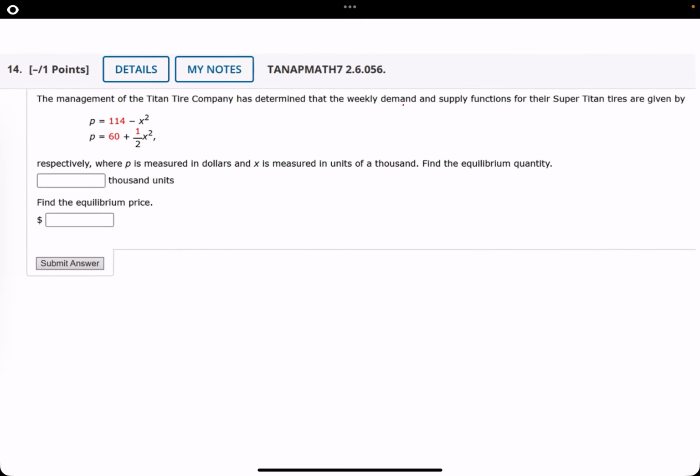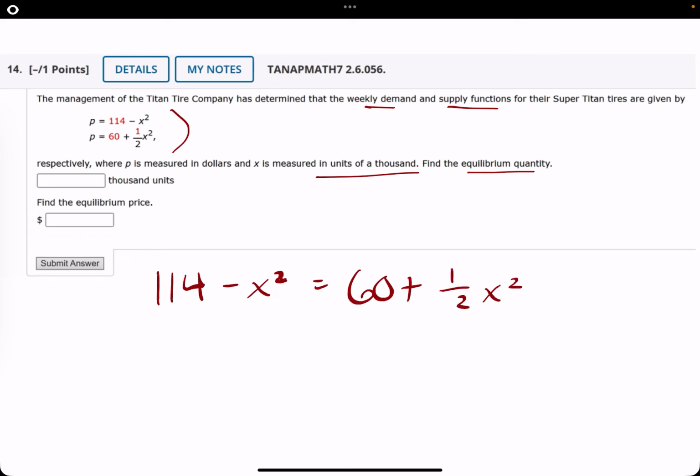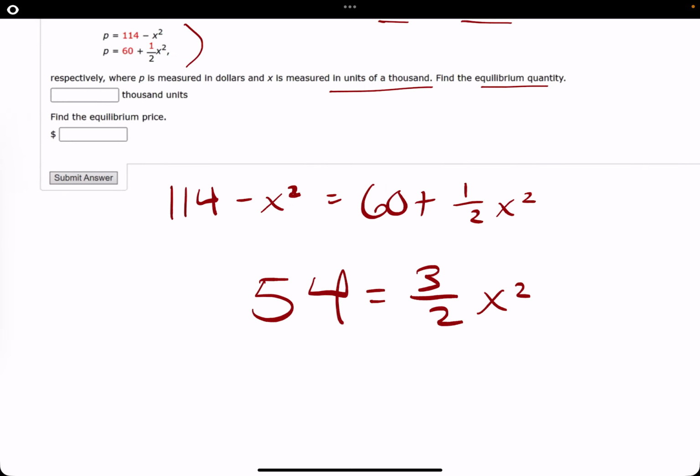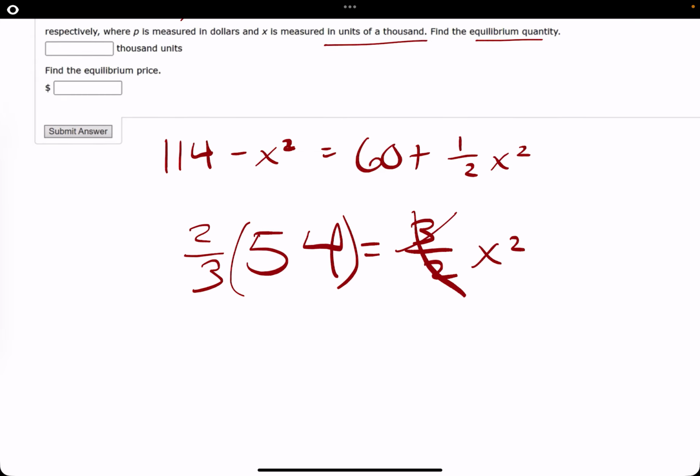Management has determined demand and supply are given by these. P is measured in dollars, x is units of 1,000. Find equilibrium. Equilibrium would be where supply is equal to demand in this case. So we set them equal and we solve for x. So let's add x squared. We get 3 over 2 x squared, like 1 plus 1/2 is 3 over 2 or 1.5. Let's subtract the 60 and we'll get, I think, 54. Multiply by 2/3 to eliminate the 3/2. 2 times 54, or could we divide by 3?